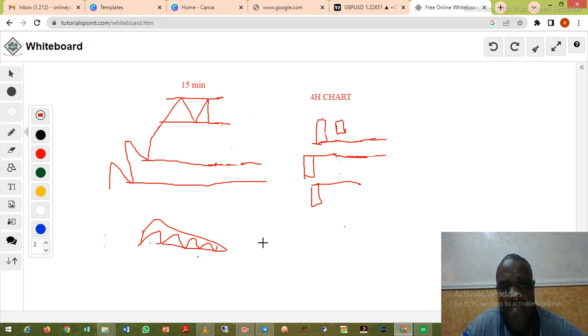In the 15 minute chart, what you might see is not going to be a pattern. You're just going to see one candle like this. In 15 minutes, you're going to see just one candle, and that one candle is giving you a print like this.